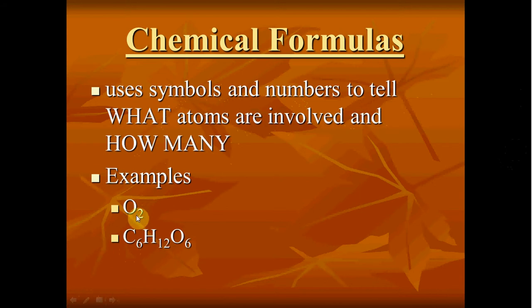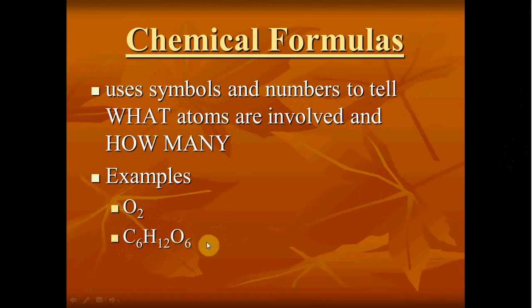So if you look at these examples, O2 tells me O is oxygen from the periodic table, and the 2 tells me that there's 2 oxygen, and they're held together with a chemical bond. This one, C6H12O6, is also known as glucose. This is 6 atoms of carbon bonded to 12 atoms of hydrogen bonded to 6 atoms of oxygen.